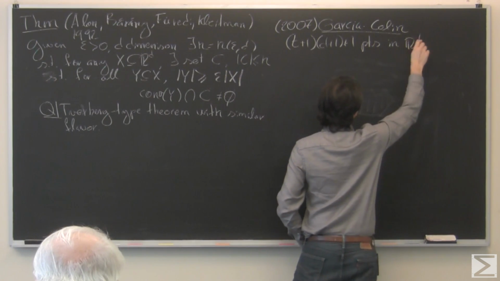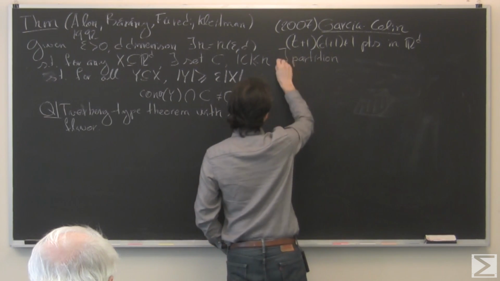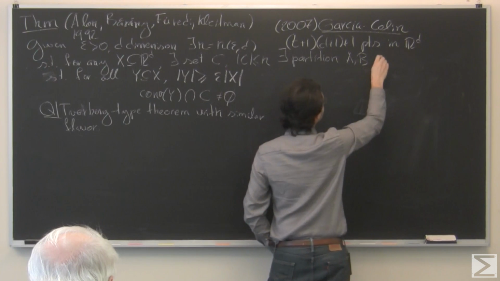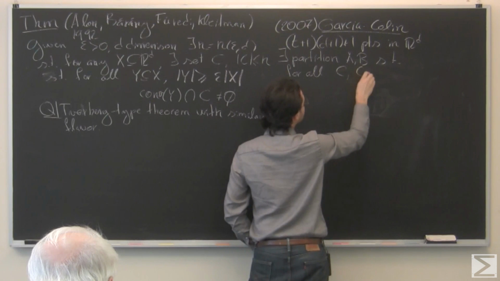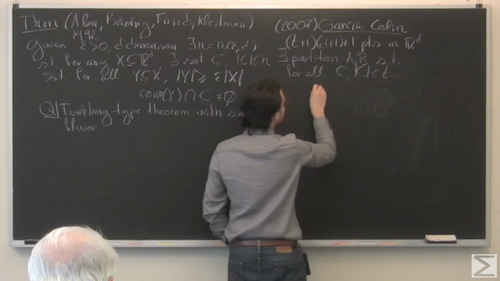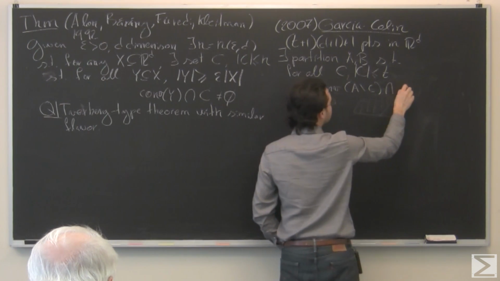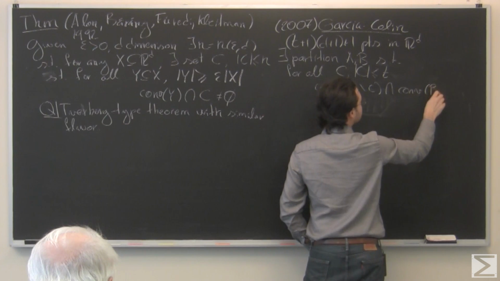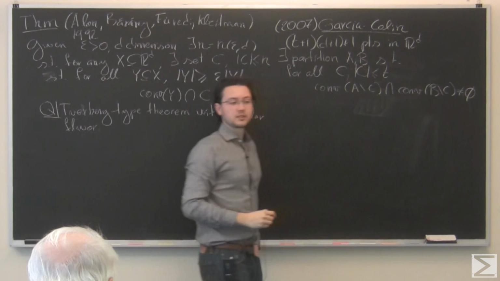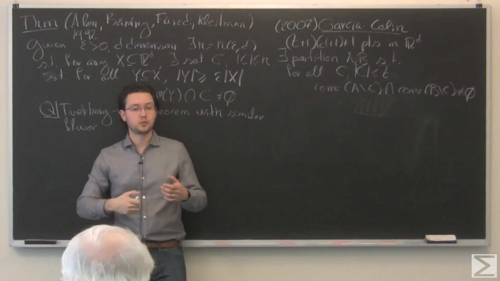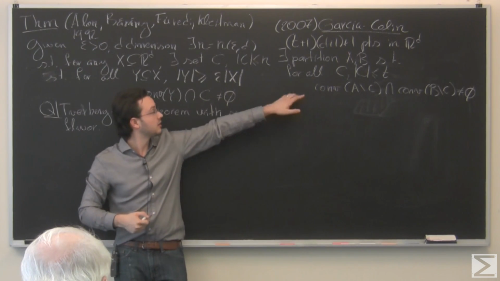in R^d, there's a partition A, B such that for all C of at most t points, the convex hulls of A minus C and B minus C still intersect. Okay, so if I allow you to remove 7 points, maybe you remove 3 here and 4 here, or 5 here and 2 here. You're allowed to do this any way you want, but you'll never break the partition that you'll find here.